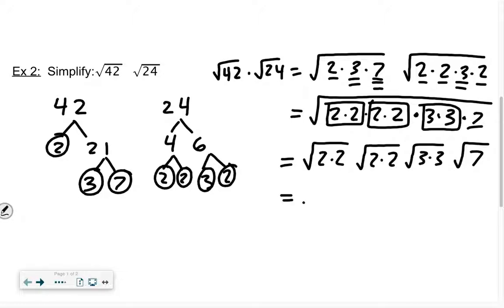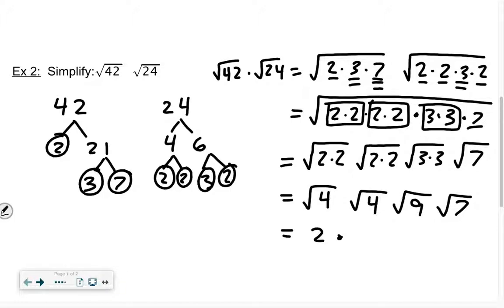And again, the pairing method, what it does for us is it guarantees us to get all of the perfect square roots that are available to us. 2 times 2 is 4, 2 times 2 is 4, 3 times 3 is 9, and the square root of 7 is just the square root of 7. And at this point, square root of 4 is 2, square root of 4 is 2, square root of 9 is 3, and then we have that square root of 7. And we are almost done. Now what we want to do is take our 2 times 2, which is 4, multiply it by the 3, and get 12.